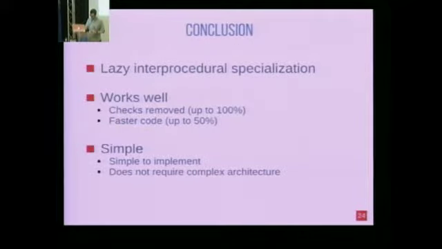So just a little conclusion. We did it. We have a lazy and interprocedural specialization in the compiler. We show that it works pretty well. We remove up to all the checks for some benchmarks, and we generate code that is up to 50% faster. And finally, it's a technique that is pretty simple to implement, and it does not require a complex architecture, no static analysis or the use of an interpreter.